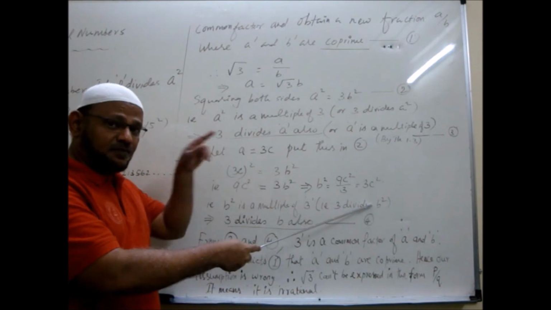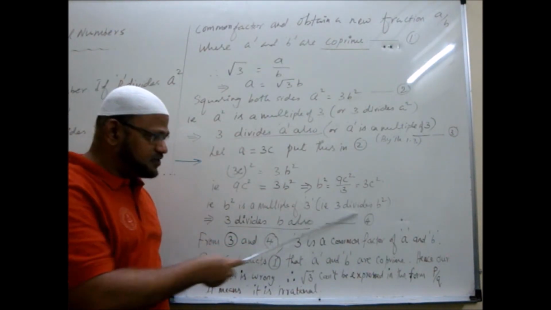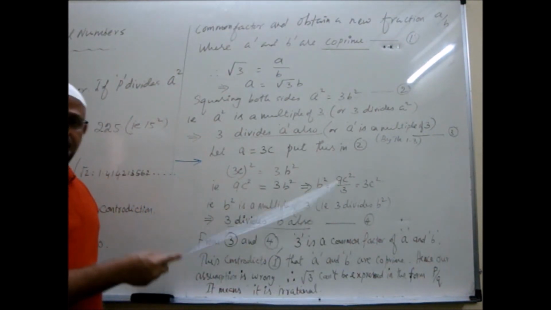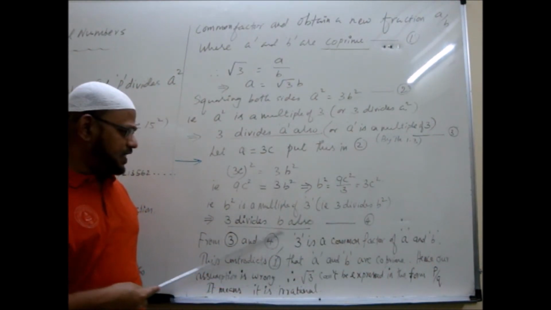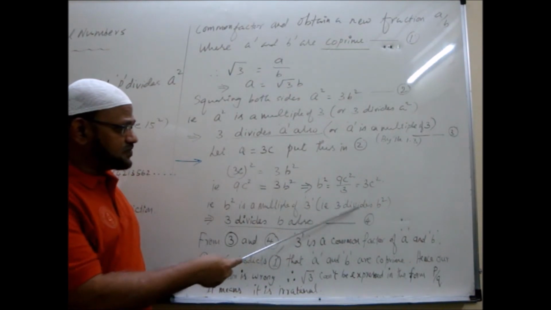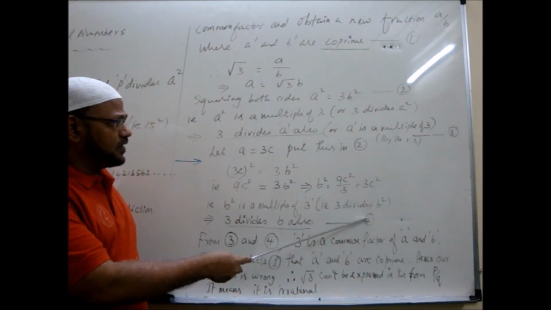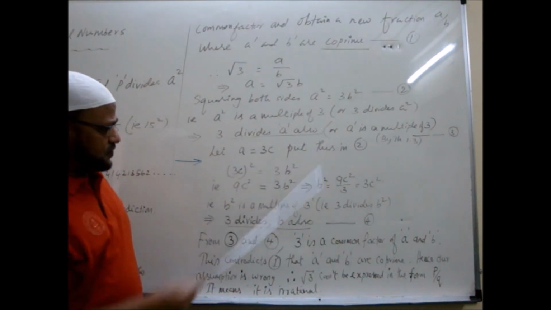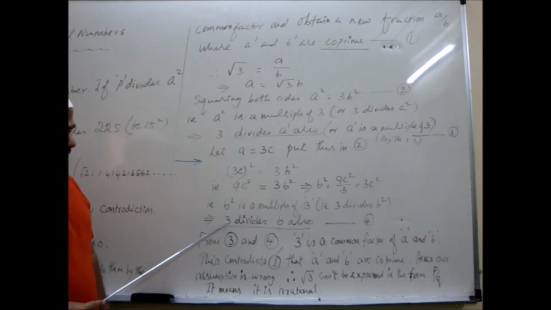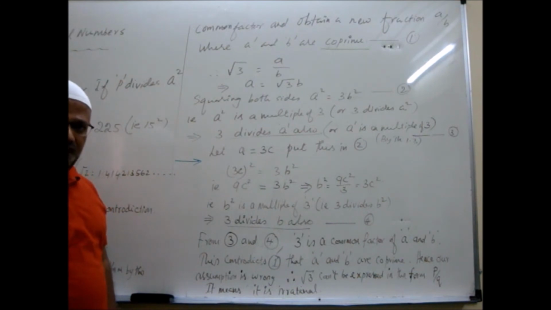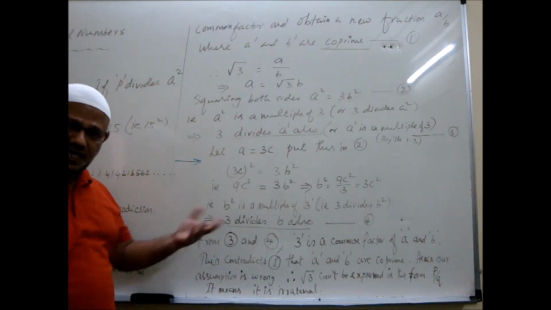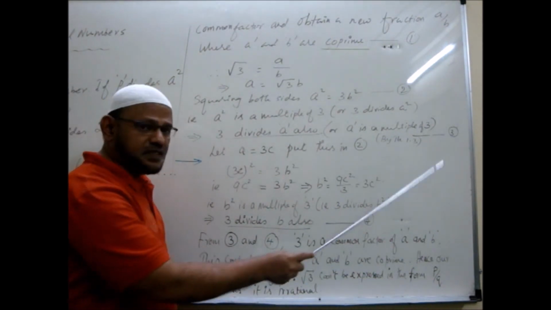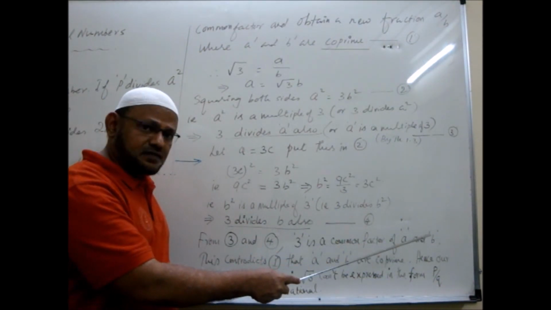Again apply theorem 1.3 in this place. 3 divides b square, so 3 divides b also. Mark that statement as 4. Here you have already a statement marked: 3 divides a also. Now you got 3 divides b also. What does it mean? 3 divides both a and b. So 3 is a common factor of both a and b.